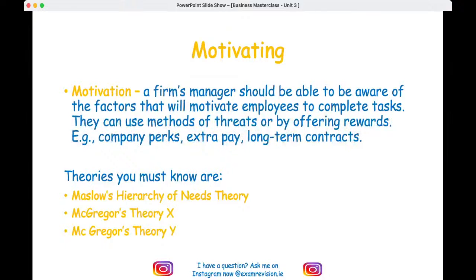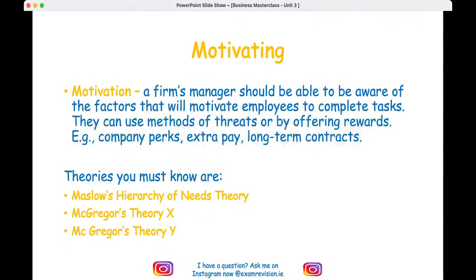But once they have food and shelter, their physical needs are met, then they move up to the next stage until they get to the top with self-actualization. McGregor's theory X and theory Y. So theory X believes that all workers are lazy, they're only motivated by money. So if you take that approach, then as a manager, you will just use monetary ways to motivate staff.